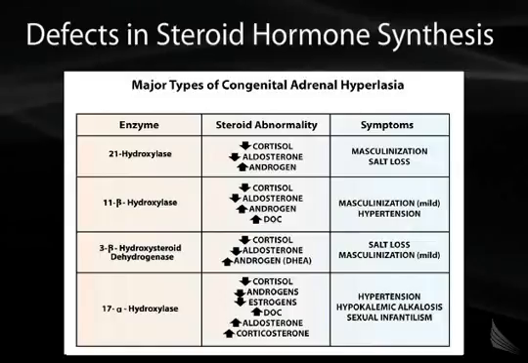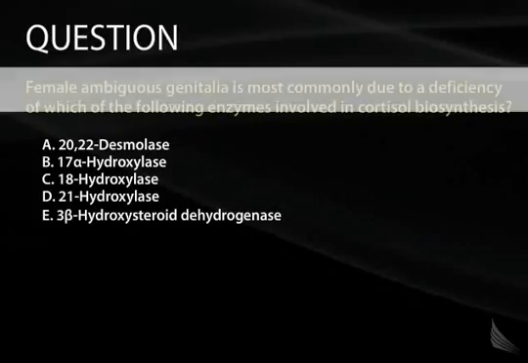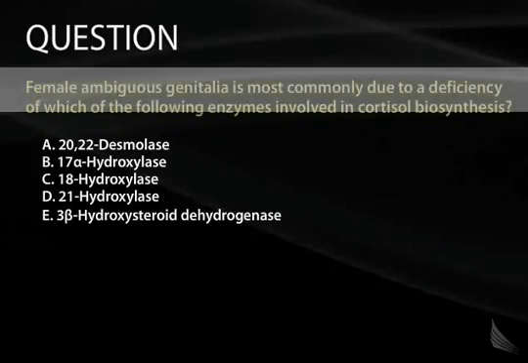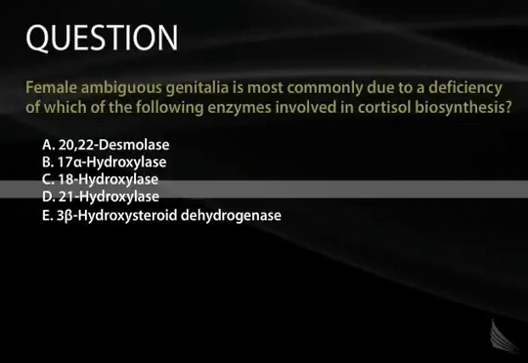So it's important to recognize these enzymes, but of these four, 21-hydroxylase is by far the most common and hence likely to be tested on your boards, as illustrated here in this question. Ambiguous genitalia is most commonly due to a deficiency of which of the following enzymes in cortisol biosynthesis? And again, the answer is 21-hydroxylase.